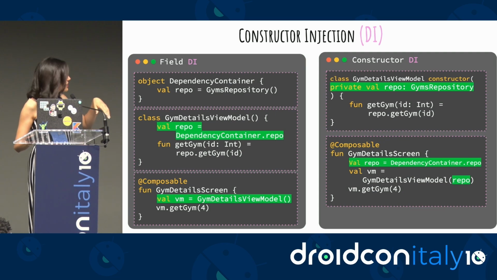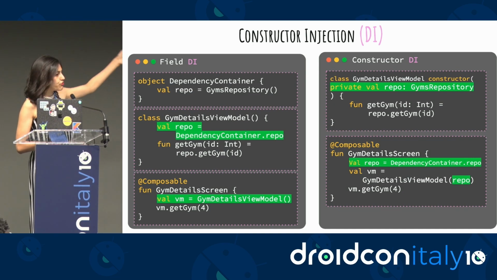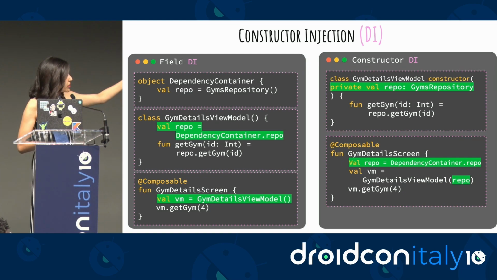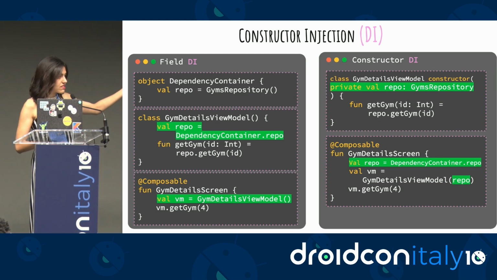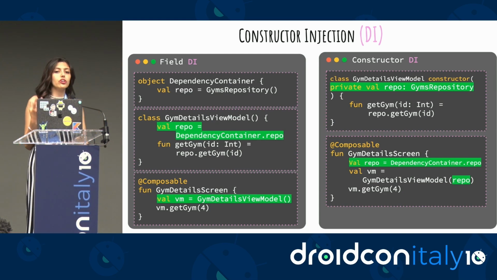So to fix the problems we have with field dependency injection, we introduce constructor dependency injection. The constructor dependency injection is the example that you see on the right, and the one on the left is the field dependency injection, which we had problems with. So what happens is that we still are using that dependency container, still that same method, but outside the view model, and we are providing the view model with the instance directly by passing it to the constructor of the view model. That's why we call it constructor dependency injection.